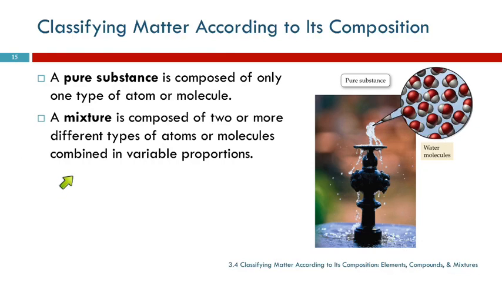The proportions can be varied in a mixture. So if you think about putting a pinch of salt into a cup of water, that's a mixture. You've got salt particles and you've got water particles. You could also put half a cup of salt into the water. You can vary the composition.